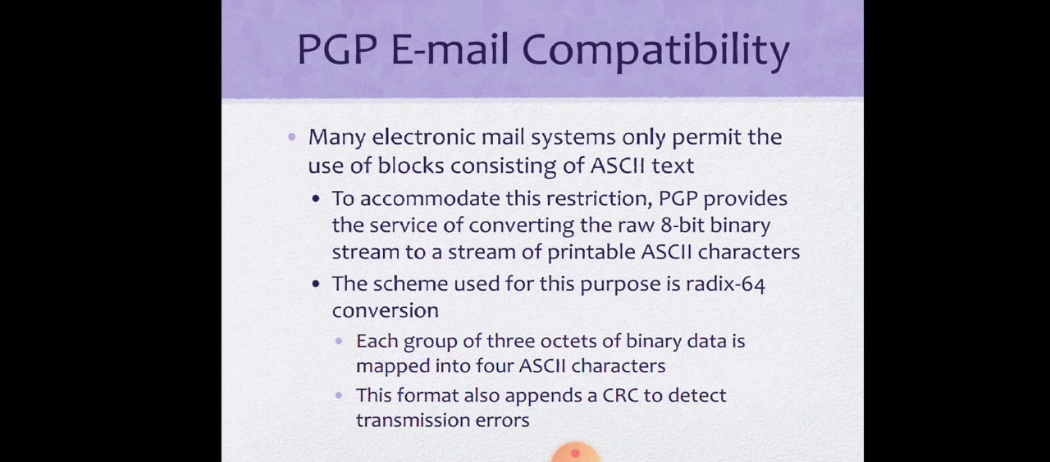Email compatibility provided by PGP is explained here. Many electronic mail systems only permit use of blocks consisting of ASCII text. To accommodate this restriction, PGP provides a service of converting the raw 8-bit binary stream to a stream of printable ASCII characters. The scheme used for this purpose is Radix64. Each group of 3 octets of binary data is mapped into 4 ASCII characters, and this format also appends a CRC to detect transmission errors. Anyway, you understand that you are using Radix64 conversion to achieve ASCII conversion.